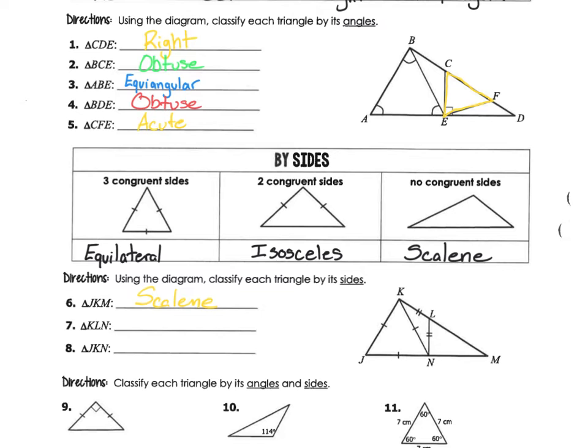Your next one says KLN, the second one, good. It'd be isosceles. So we're looking right here. And then your last one. Good. Your last one will be equilateral.